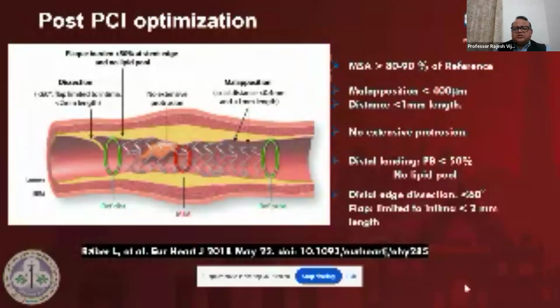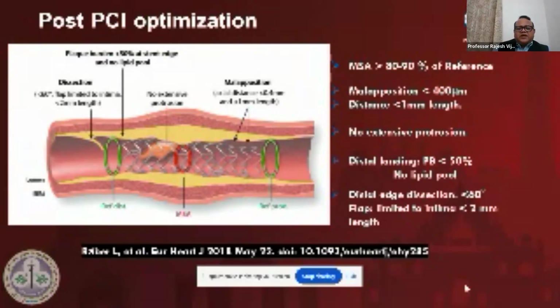No extensive protrusion. Distal landing should have no plaque burden, which should be less than 50%, and there should not be any significant edge dissection, which includes less than 60 degree arc of dissection, a flap which is limited to intima, not extended to media, and the length of the dissected segment is less than 2 millimeter.